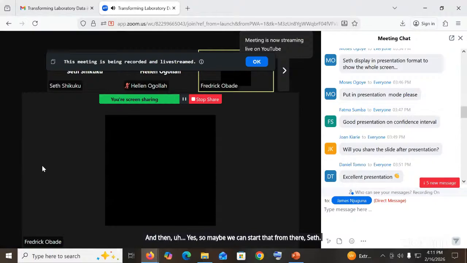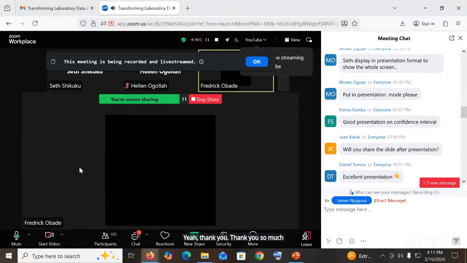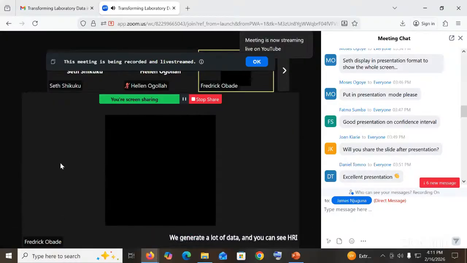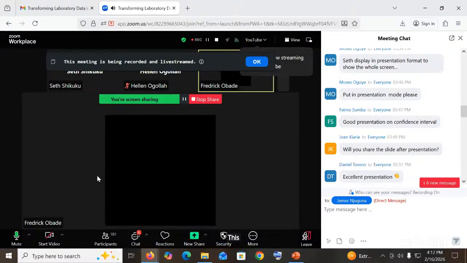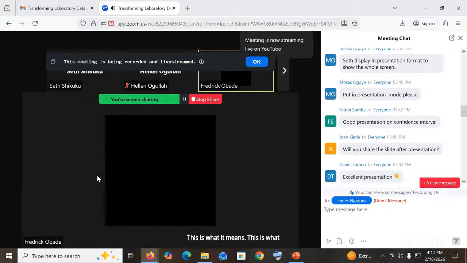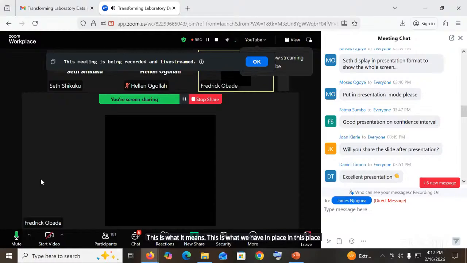Yeah, thank you so much. As we generate a lot of data, you can see HRIOs presenting those data in different places. You can see many people, even during the COVID-19, you could see every person stand with the COVID data and say, this is the data. It's from the lab. But the lab itself could not analyze the data and say, well, this is what it means. This is what we have in place in this place. So I invite us back to that.